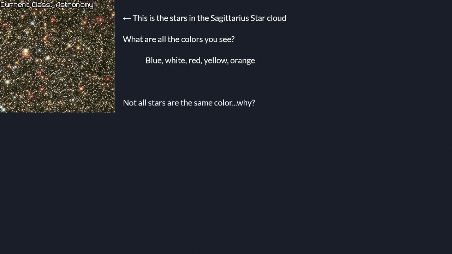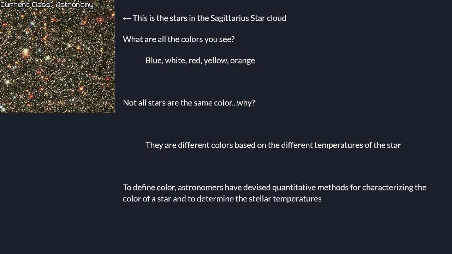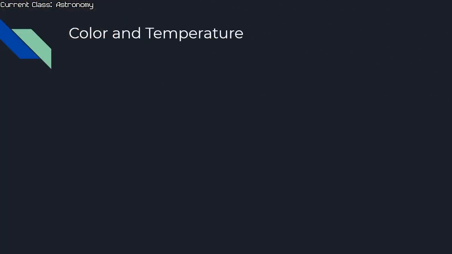Now, the thing is, why are all of these colors not the same? What causes all these different stars to have different colors? Well, they're different colors because it's all based on the temperature of the star. If a star has a certain temperature, it's going to put out a different amount of energy. Now, to define color, astronomers have devised quantitative methods for characterizing the color of a star and have used that to determine the stellar temperatures. So, color and temperature.